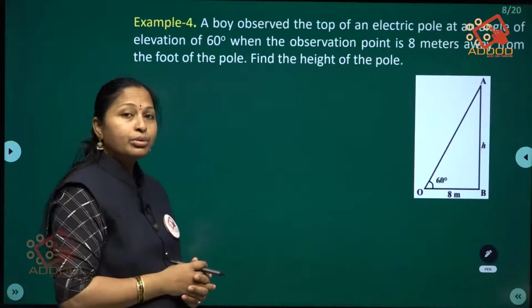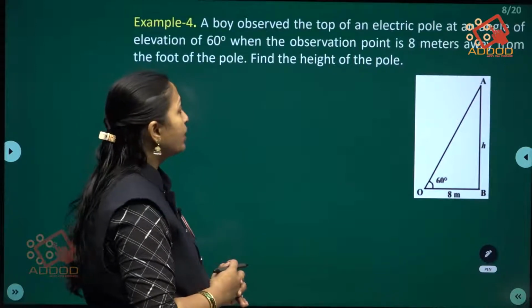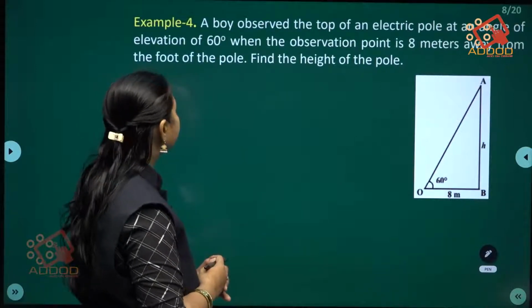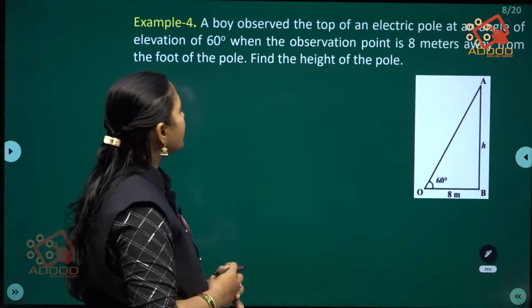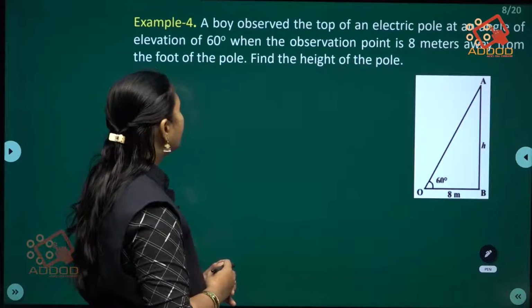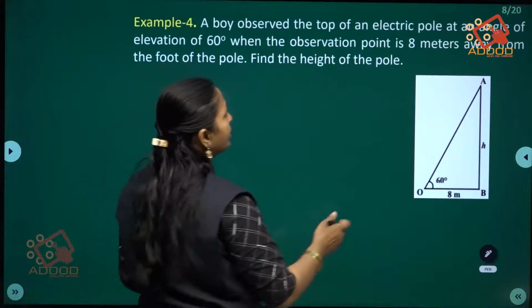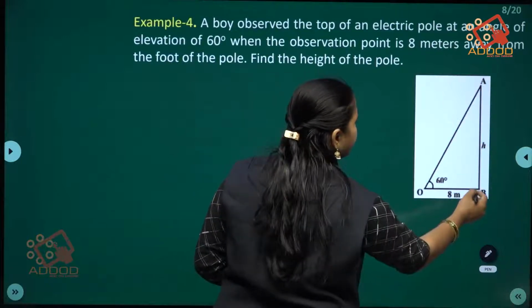Now example 4. A boy observed the top of the electric pole at an angle of elevation of 60 degrees when the observation point is 8 meters away from the foot of the pole. Find the height of the pole. See, a boy is observing an electric pole. Let's take it is electric pole.